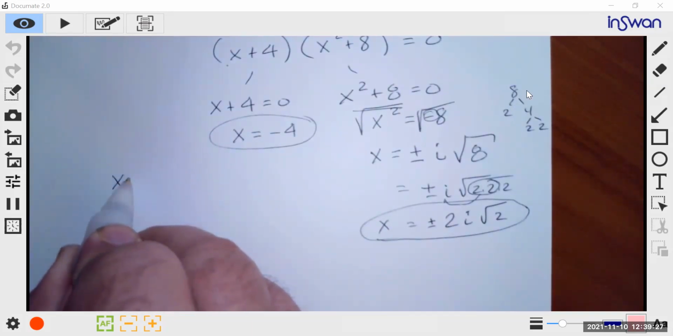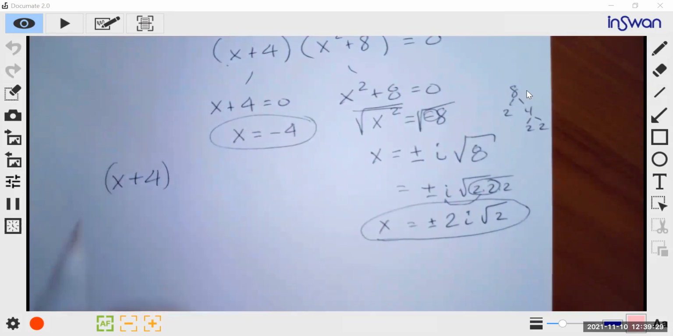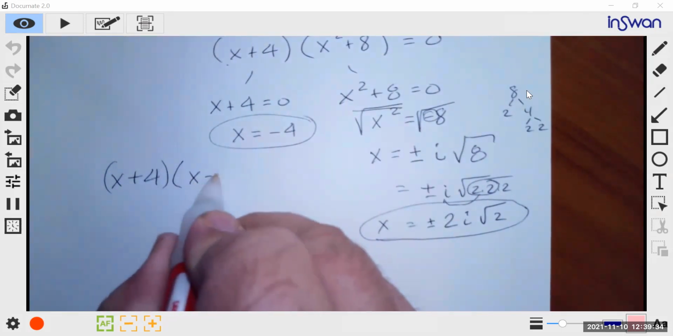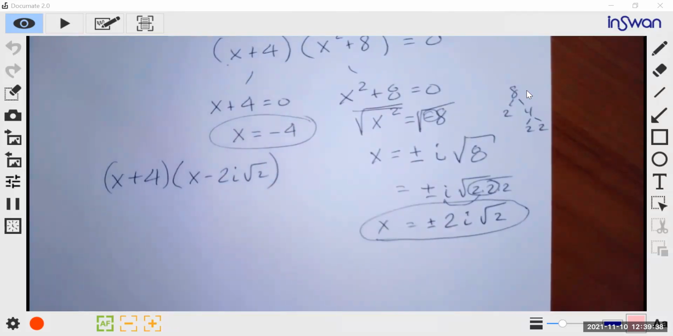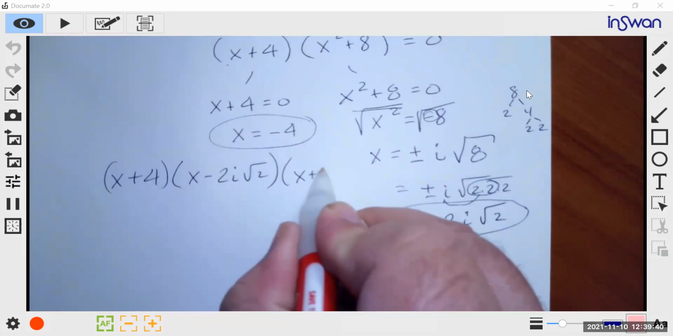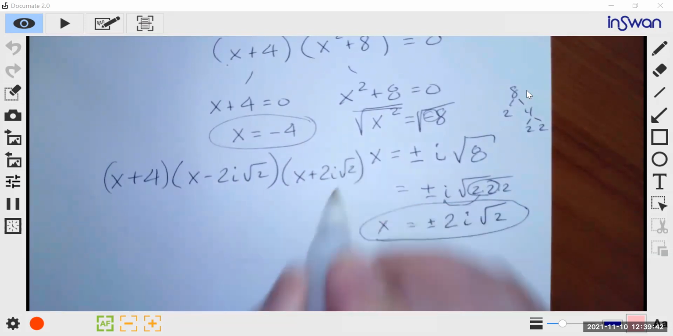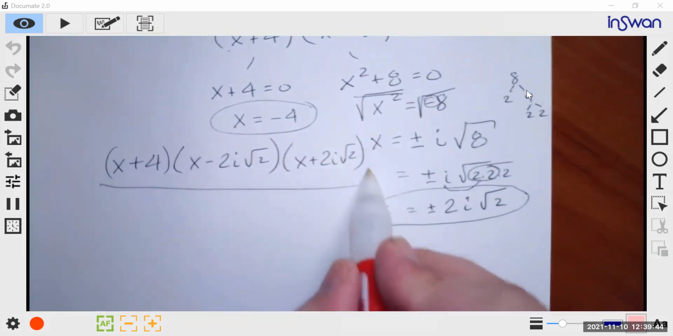x plus 4 is our first factor. x minus 2i radical 2. And then x plus 2i radical 2. Those are our factors.